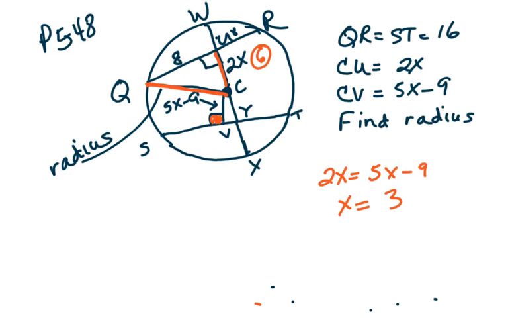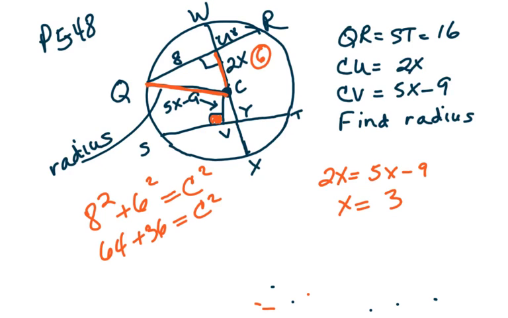Well, do you see a right triangle here? So it's going to be 8 squared plus 6 squared equals c squared, because c squared is going to be the hypotenuse of the triangle. So 64 plus 36 is c squared, and that turns out to be 10. The radius is 10. Okay, that's all you had to do. But you had to know that the 2x here and the 5x minus 9 are the same size.